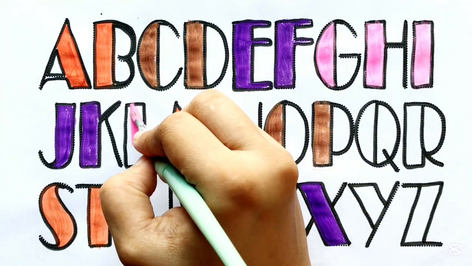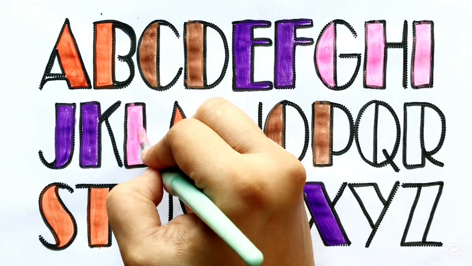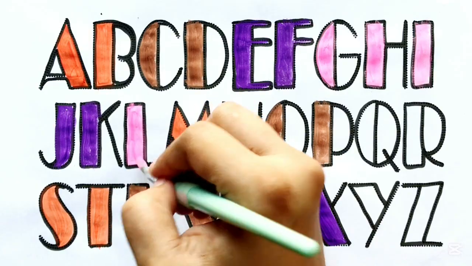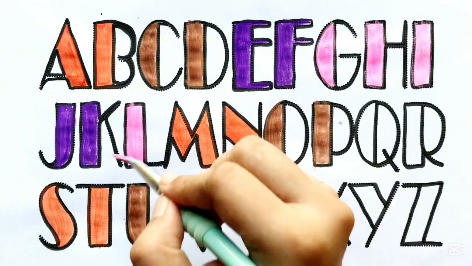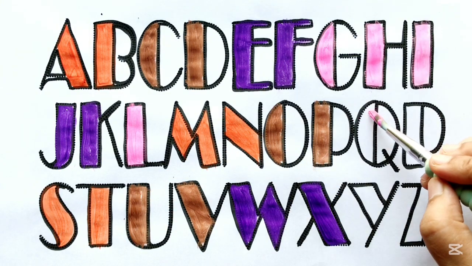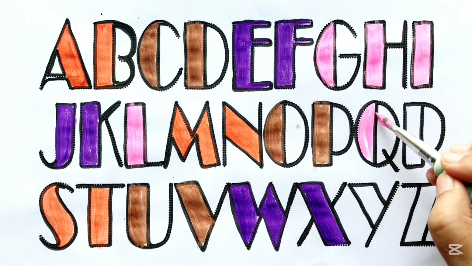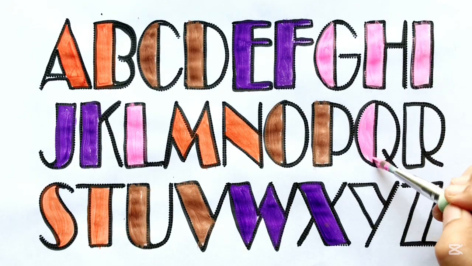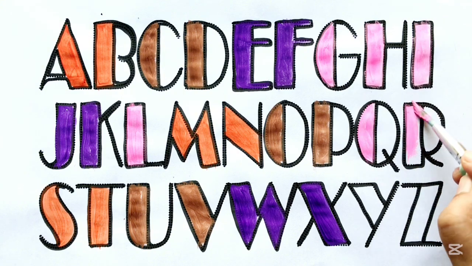L for lollipop. B, C, D, E, F, G, H, I, J, K, L, M, N, O, P, Q, R, S, T, U, V. W, X, Q for coin. and Z. Now I know my ABCs. Next time, R for rainbow. sing with me.